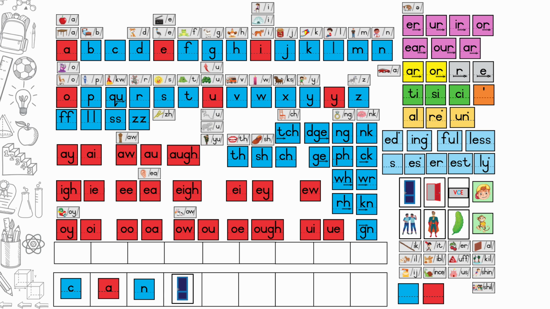They can do the first two letters independently. The C, what is the sound of the C? K. They need to go and find it on top of the letter K. A, what is the sound of the A? A, because we already said it is a closed syllable. That is why we use the short sound. And the teacher is going to lead for N.